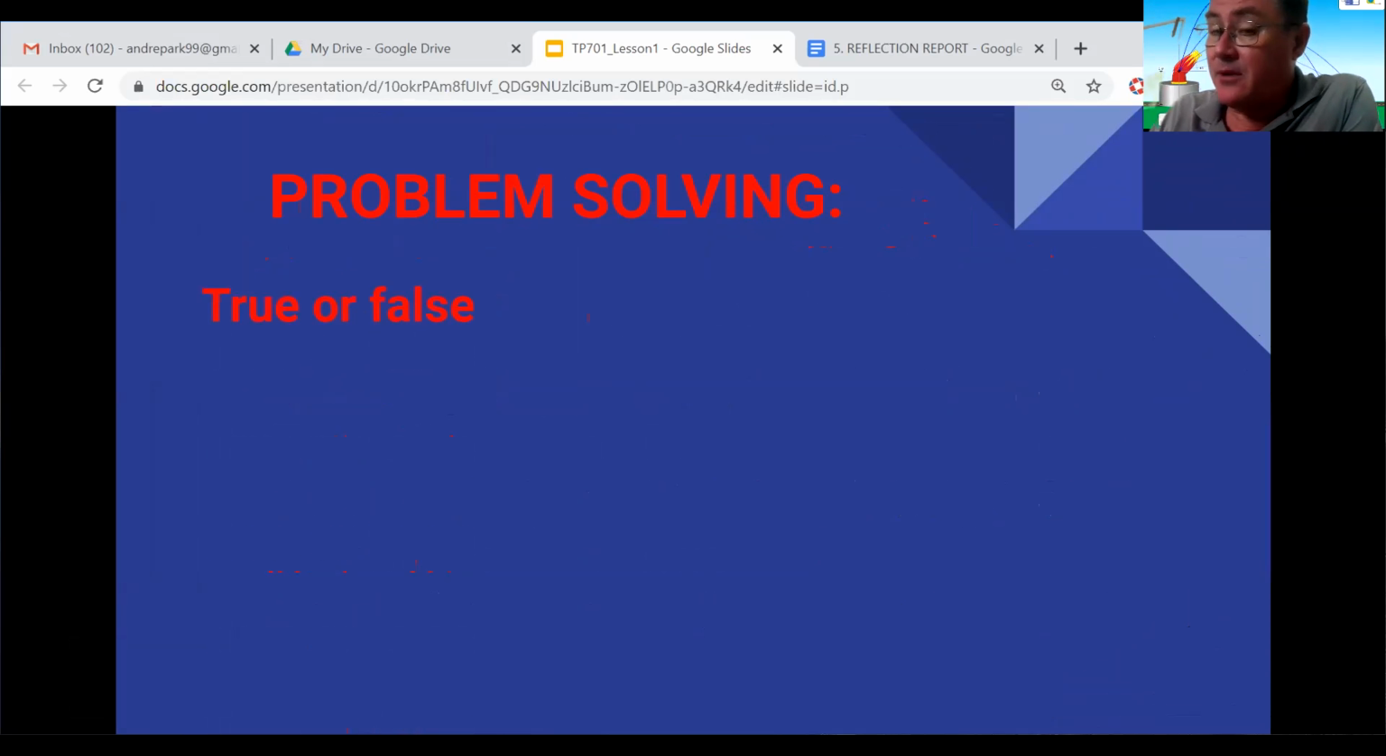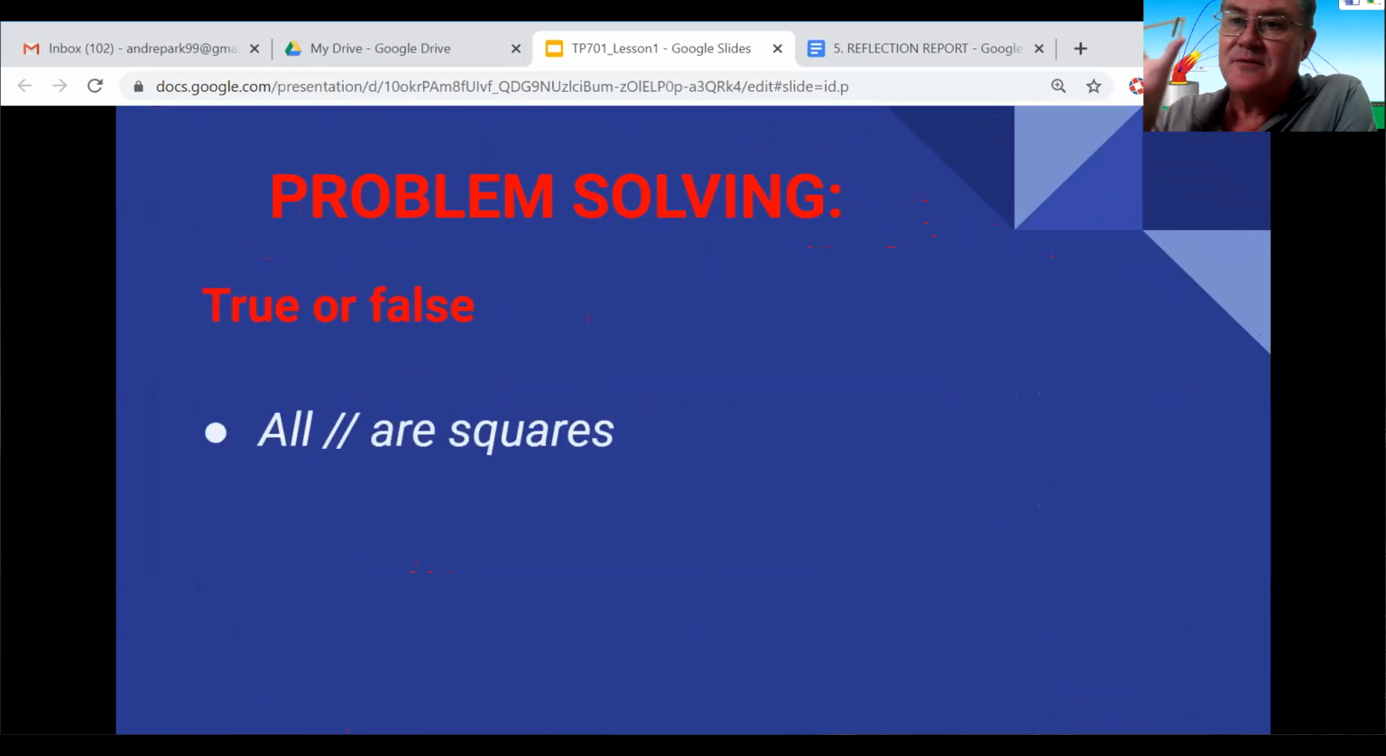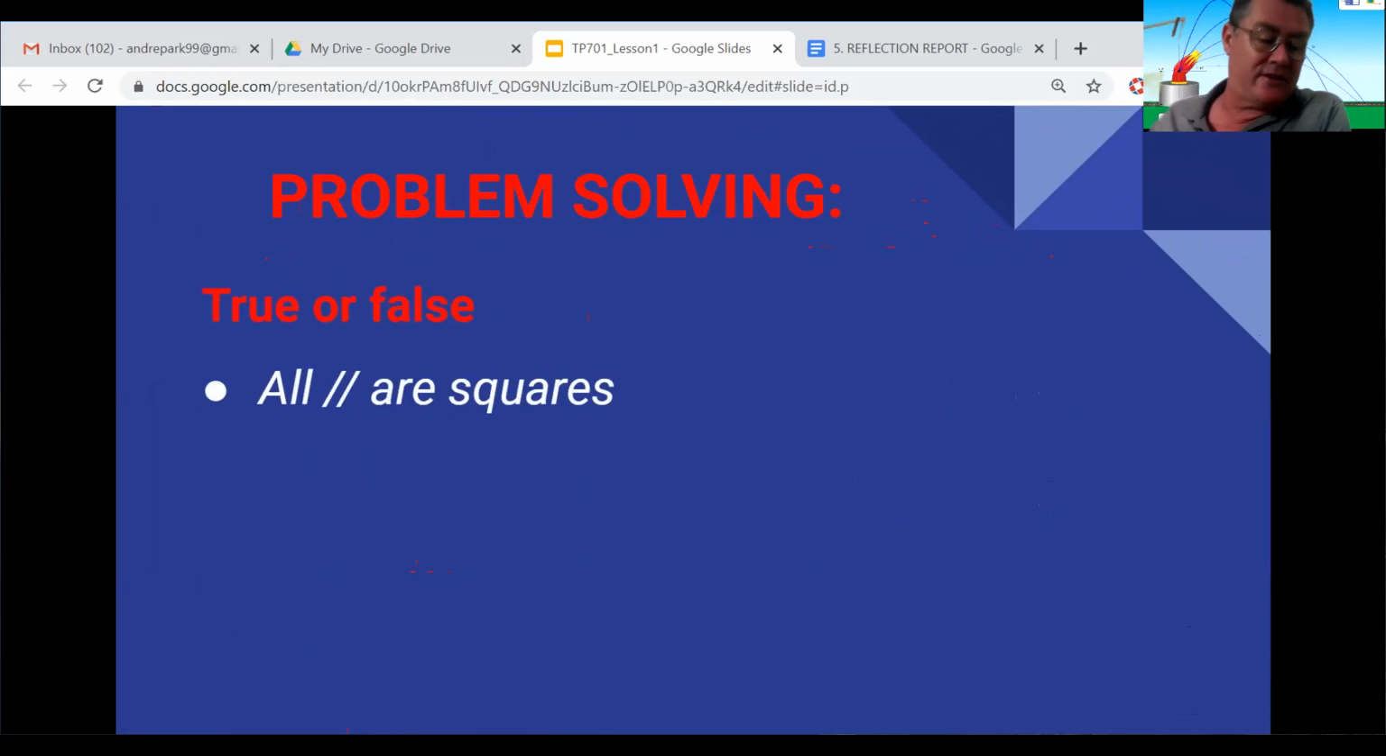True or false? Be careful, everything was true there. Let's see if it's all true. All parallelograms are squares. True or false? Hands up if you say yes. Hands down if you say no. Answer is no, it is not. All squares are parallelograms, yes, but all parallelograms are not squares. Only the one parallelogram with a 90-degree angle and all sides equal.